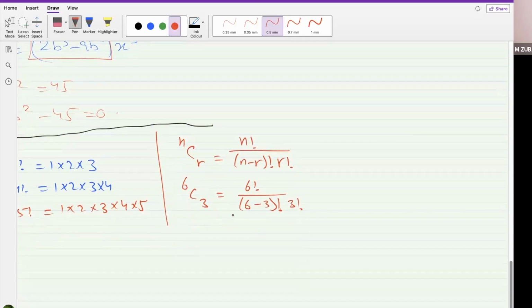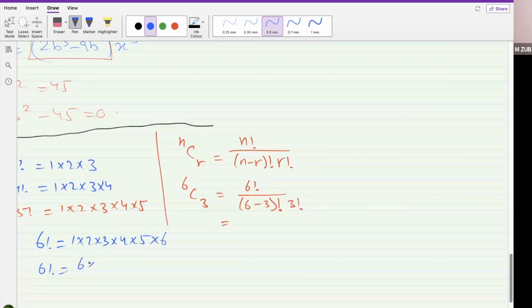Now, how do we simplify this? We know that this is 6 in the numerator, which is 1 into 2 into 3 and so on. We can write 6 factorial in both of these ways, 1, 2, 3, 4, 5, 6, or in reverse order, 6, 5, 4, 3, 2, 1. So 6 factorial, I know we have 3 factorial in denominator, so I can write 6 into 5 into 4, and then there is 3 into 2 into 1. Instead of writing that, we can write 3 factorial. So this 6 minus 3 is 3 factorial times 3 factorial.